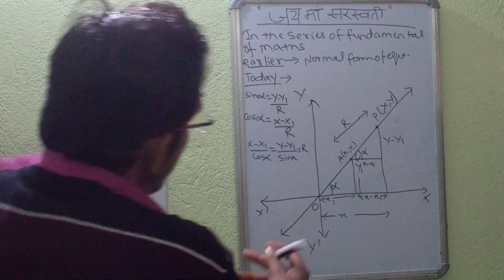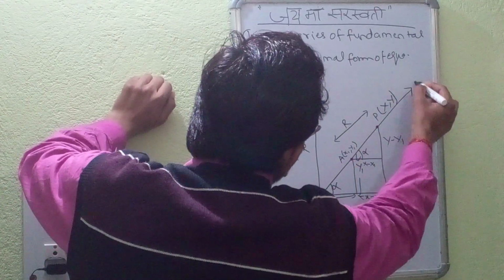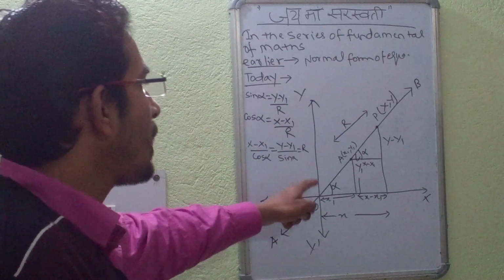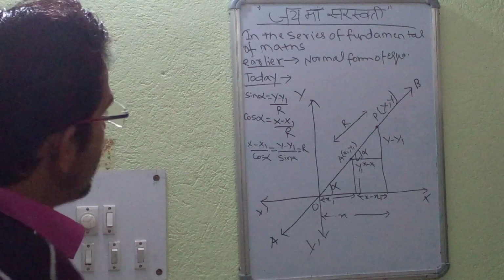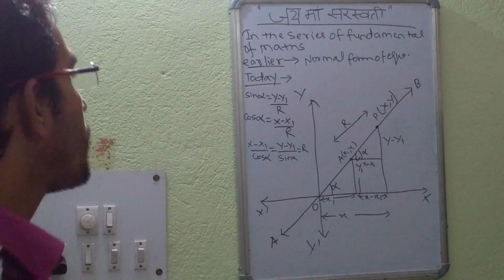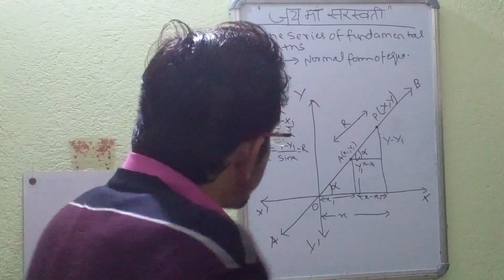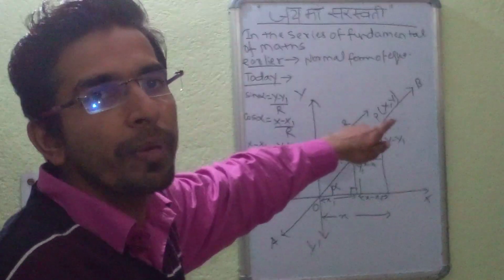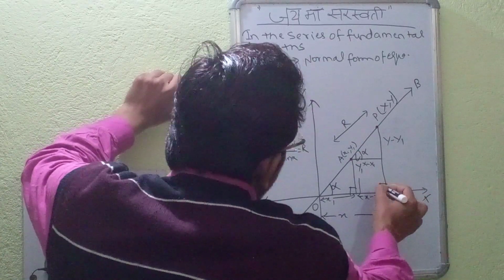In this case we will take a straight line named AB. That straight line AB is inclined to the x-axis at an angle of alpha. Okay, so this angle is alpha, and we will drop a perpendicular from the point A, so this angle is 90 degrees, and again we will drop another perpendicular from the point P, and this angle is also 90 degrees.